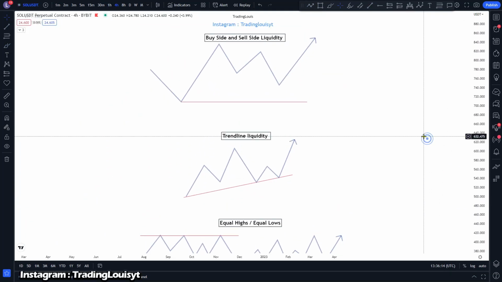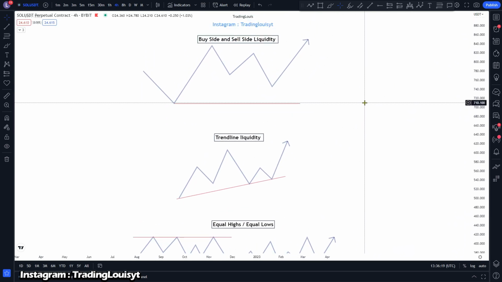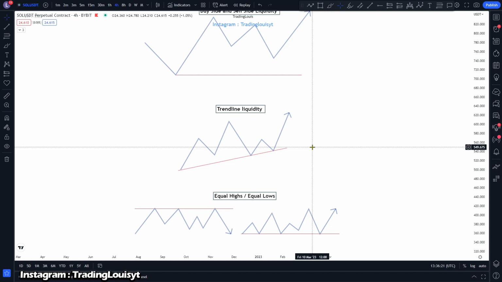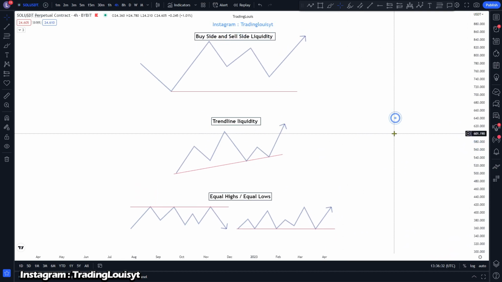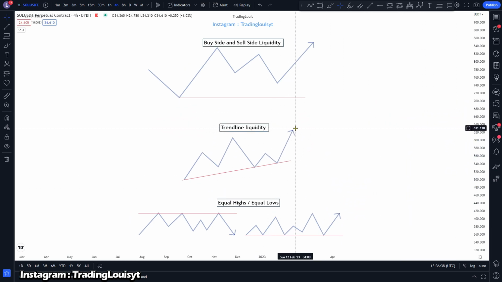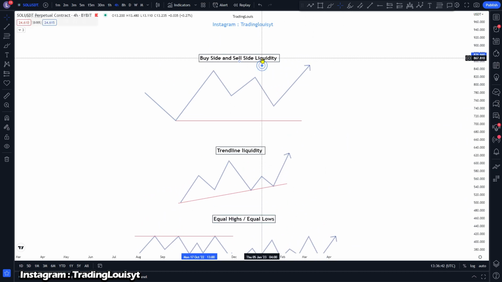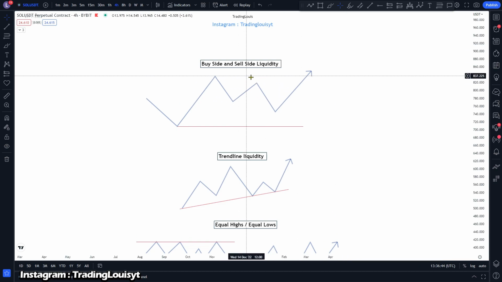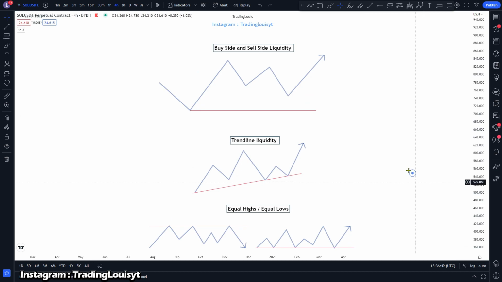First of all, there are 3 different types of main liquidity, and all liquidity is where money is laying in the market. There is a very long description if you put it on Google, but all liquidity is money laying in the market. The 3 different types of liquidity are trendline liquidity, equal high or equal low liquidity, and buy and sell side liquidity. Buy and sell side liquidity is a bit more complicated, so we'll focus on that last.